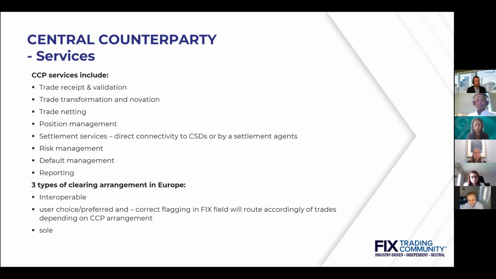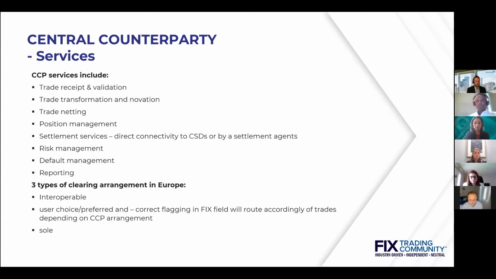Position management, settlement services I mentioned. So central counterparties will have direct connectivity out to CSDs, or they'll use settlement agents for that. Risk management and default management that I mentioned before, if one party goes astray in a trade deal, and the reporting side of things, which is a pretty vital step when you think about reconciliation in middle and back office terms.